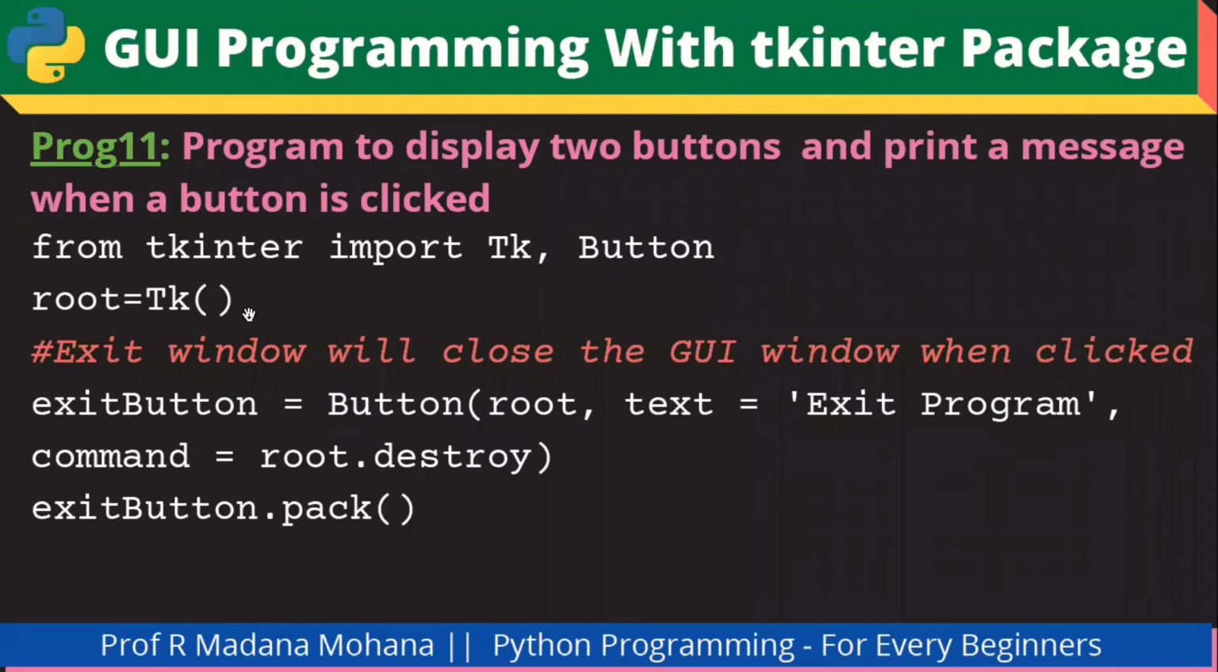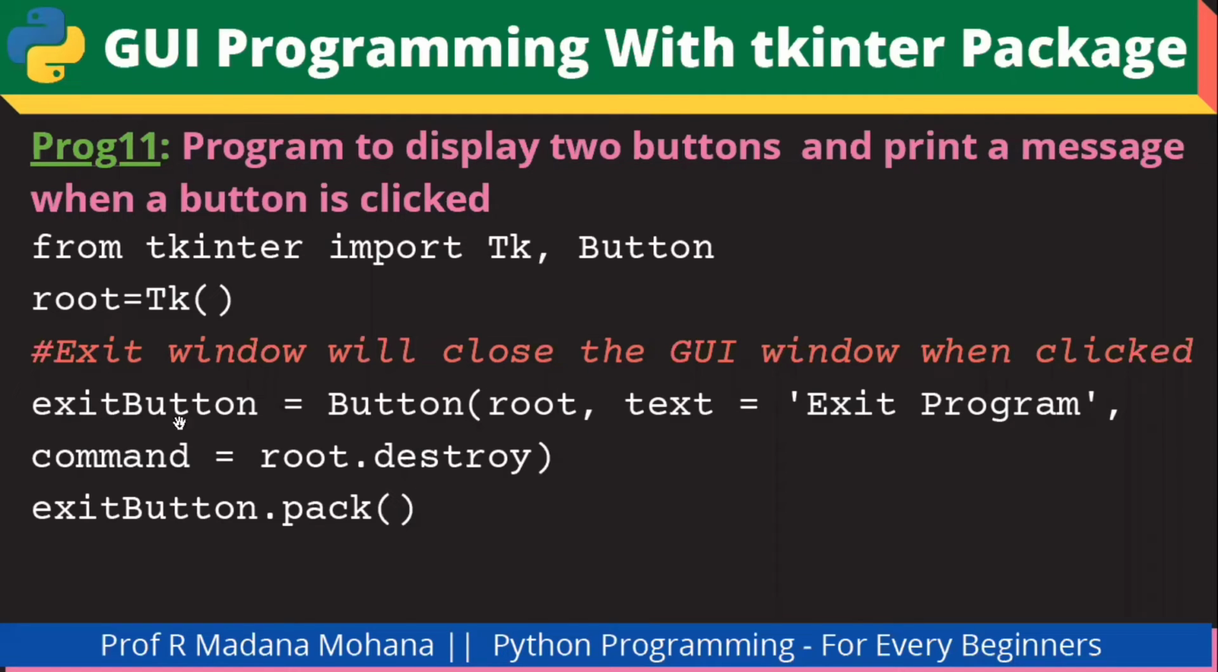So the source code for this: here you have to import the method Button from the tkinter package. From tkinter import Tk, Button; root = Tk(). So here you can create one exit window. It will close the GUI window when clicked. Whenever you click on this, the GUI window is closed.